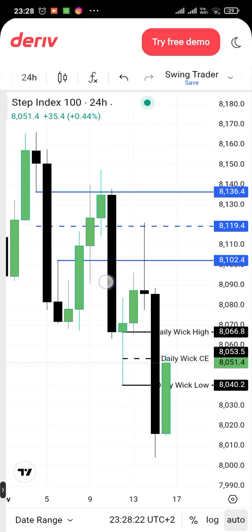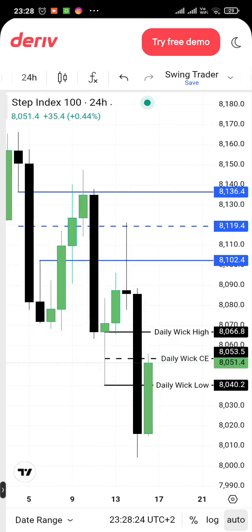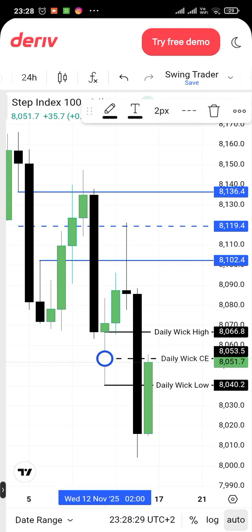Okay, so we are applying the very same phenomena on Step Index. So we are using this daily wick consequent encroachment. If we want to continue being bearish, then Step Index needs to remain below that daily wick consequent encroachment. Okay, that's it. That's order flow. We would be using that framework to determine a particular bias that is already in the works.